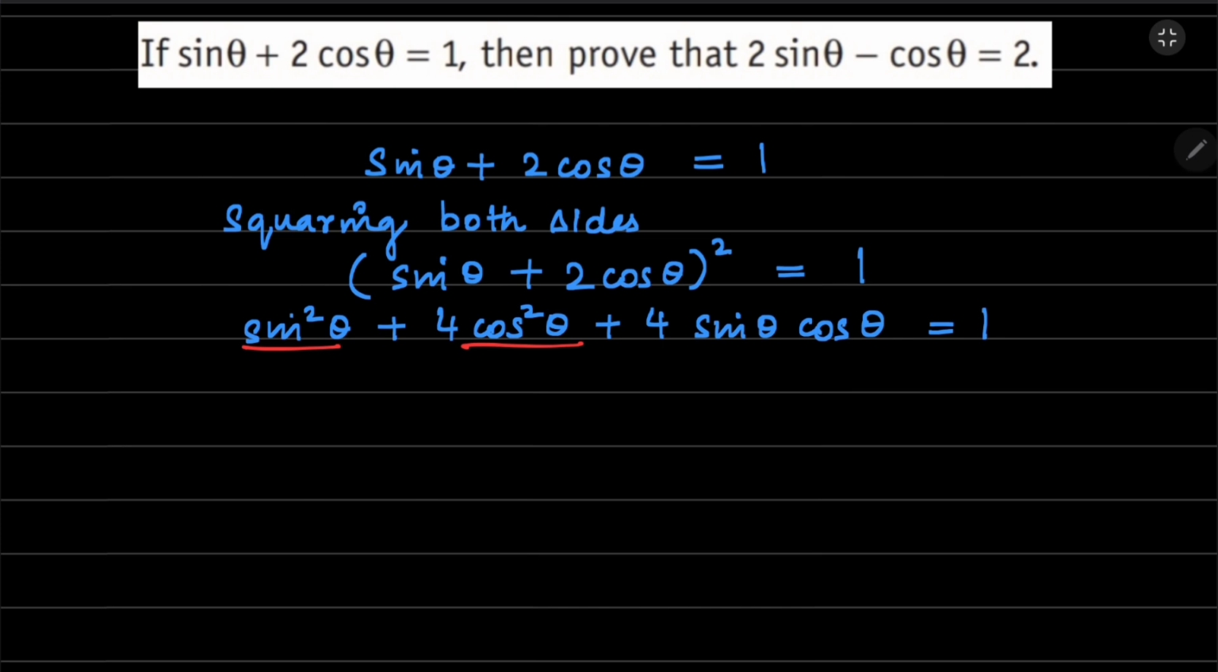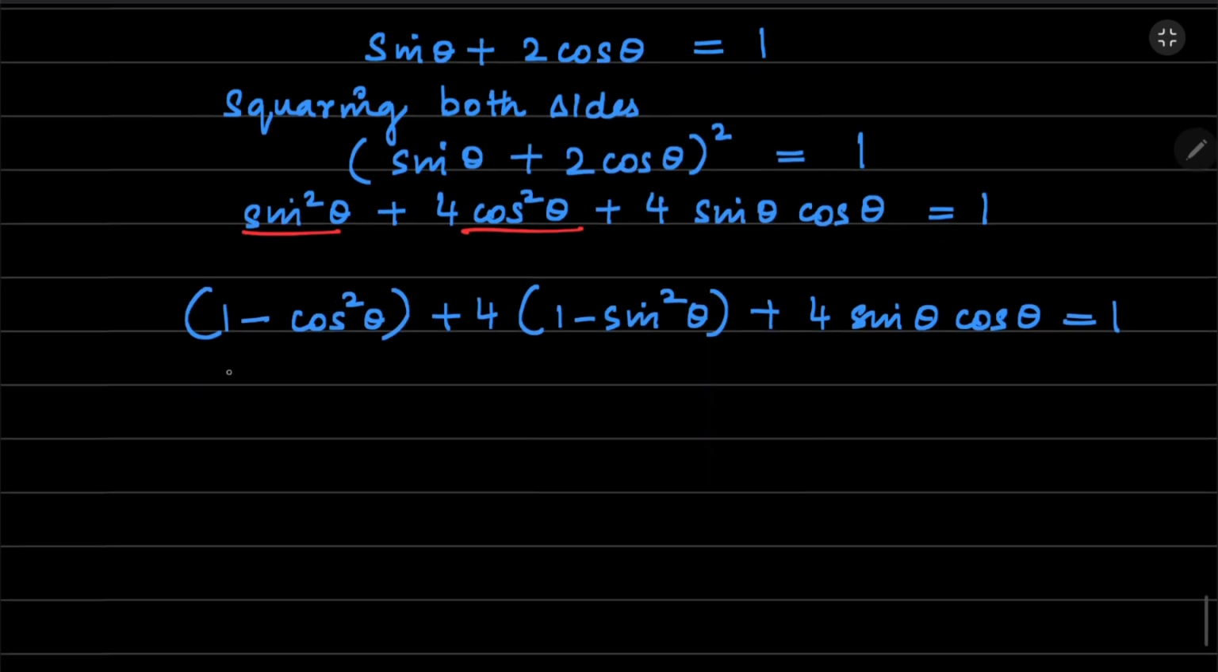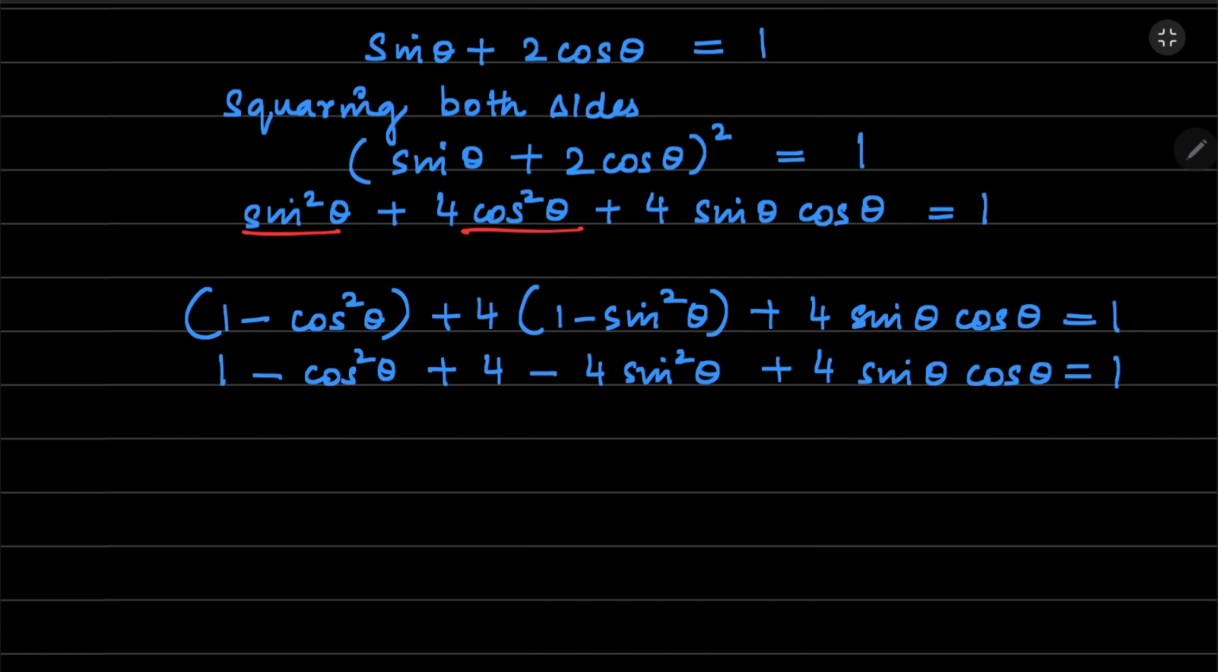Okay, so here what is sine square theta? It is 1 minus cos square theta. I'm putting it in the bracket, plus 4 multiplied by cos square theta. I can write it as 1 minus sine square theta plus 4 sine theta cos theta is equal to 1. Open the brackets. What do you get? 1 minus cos square theta plus 4 minus 4 sine square theta plus 4 sine theta cos theta is equal to 1.